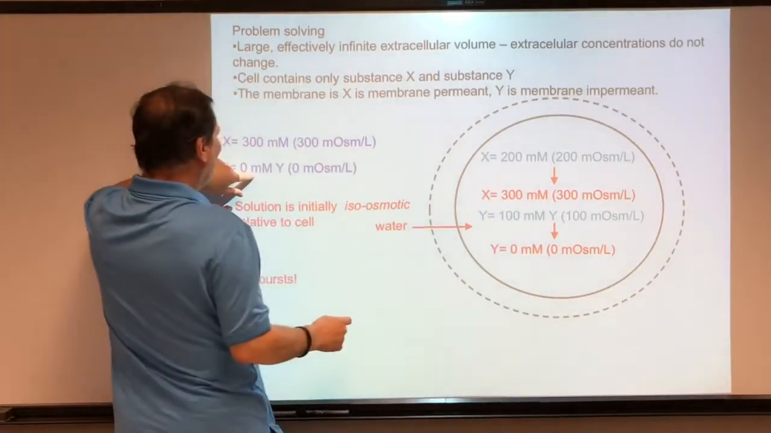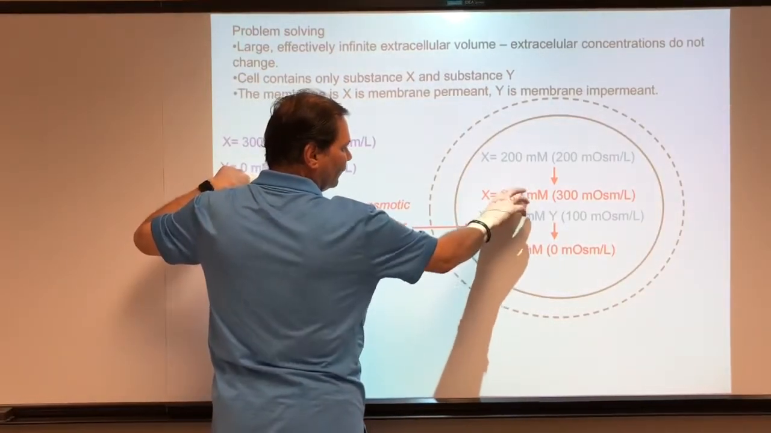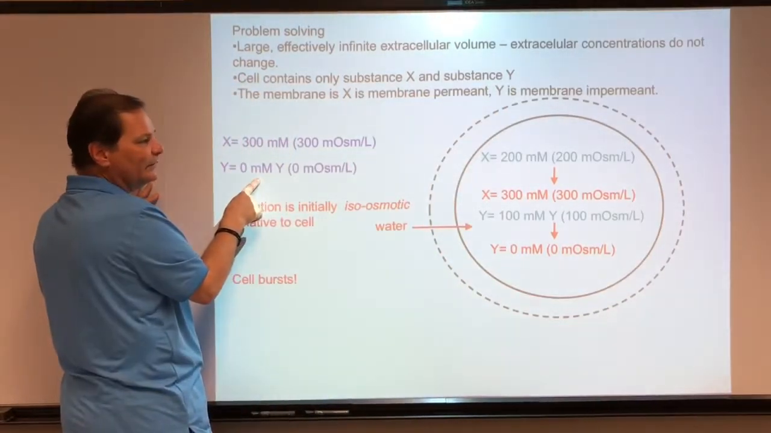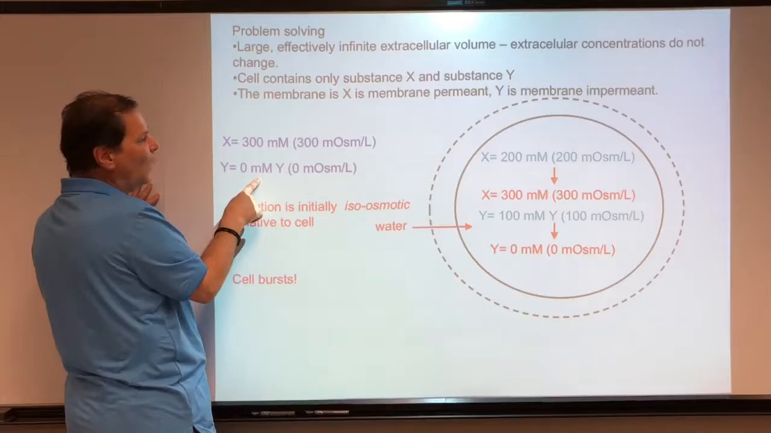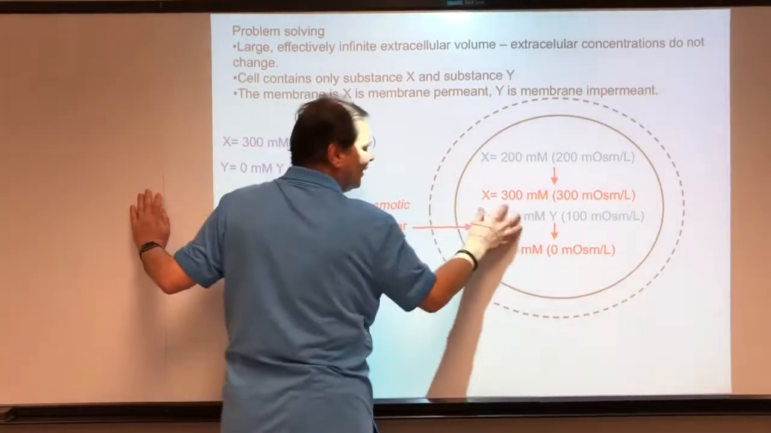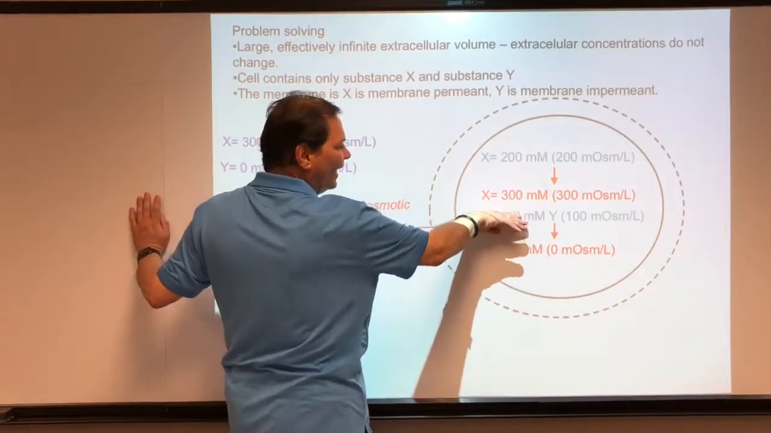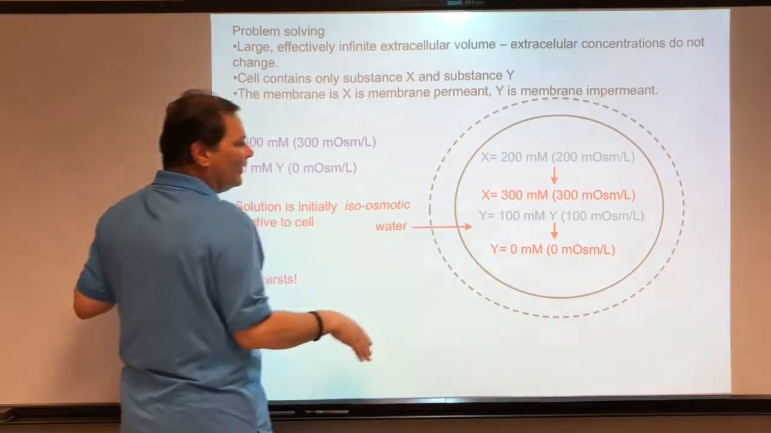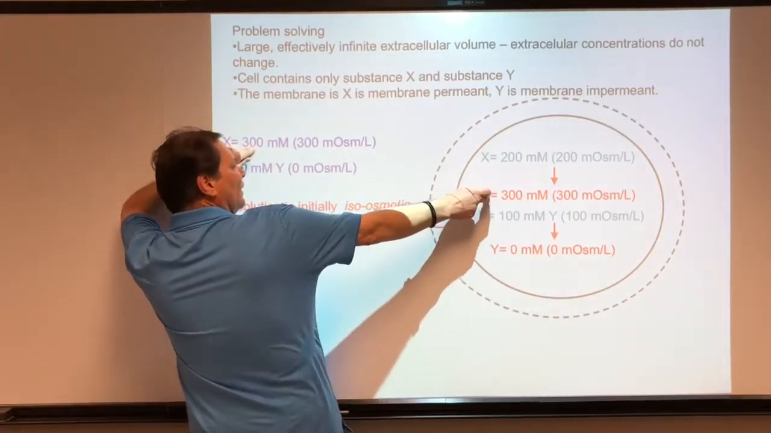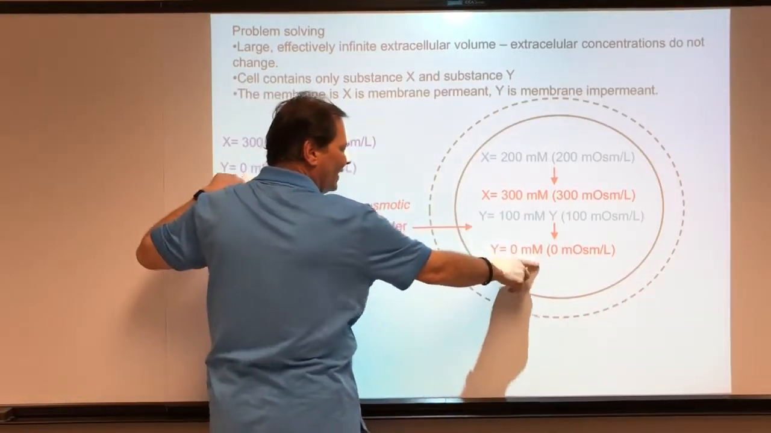I can't move Y, but I have 100 of Y here. I have 400 milliosmoles per liter, and I have 300 on the outside after moving my X. So now I'm going to move water, right? And I'm going to move water from lower osmolarity to higher osmolarity. Water moves into the cell. And we're trying to get Y to move, so we're going to move water in until the concentration of Y is equal on both sides of the membrane. We've already equilibrated X, now Y has to move. So we're going to try to drop Y to 0.